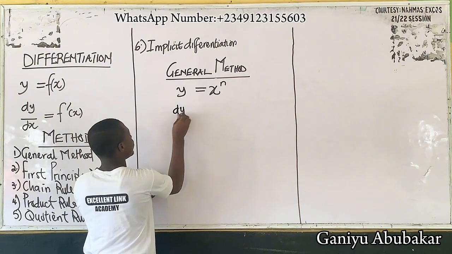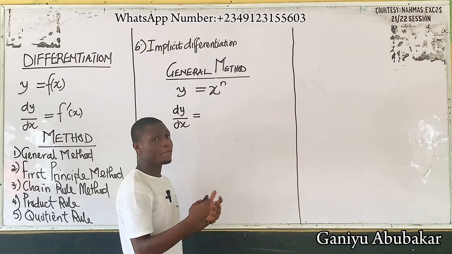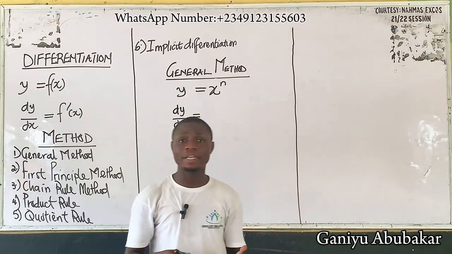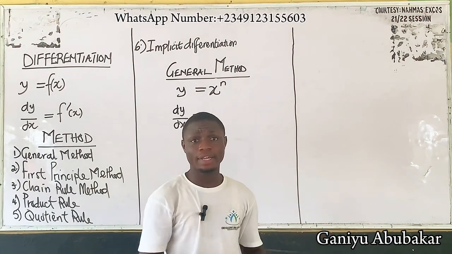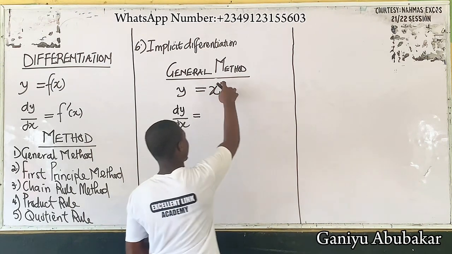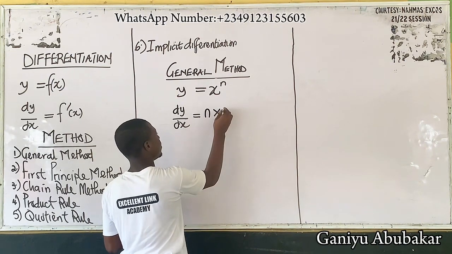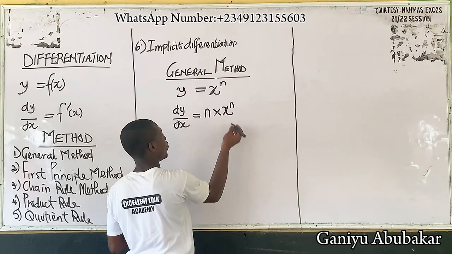dy over dx is equal to, we said for the general method, the task is quite simple: multiply by the power and subtract 1 from the power. That's all. What's the power here? The power here is just n. So I'm having n times x to the power n, then what?